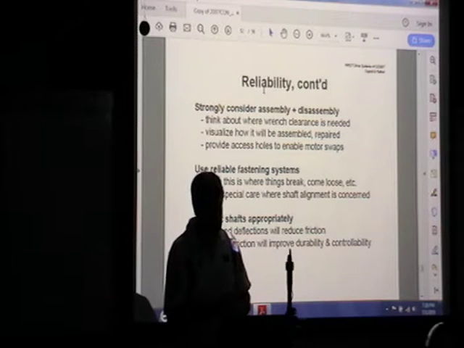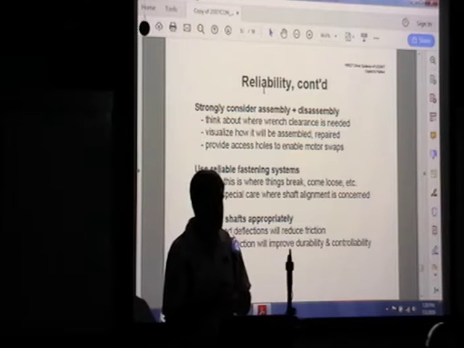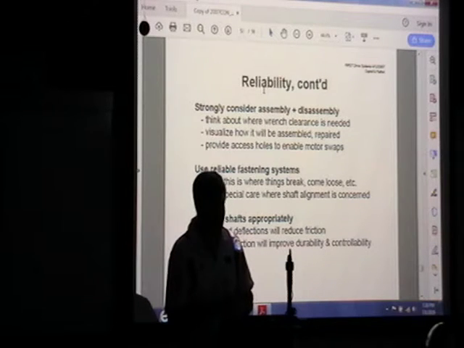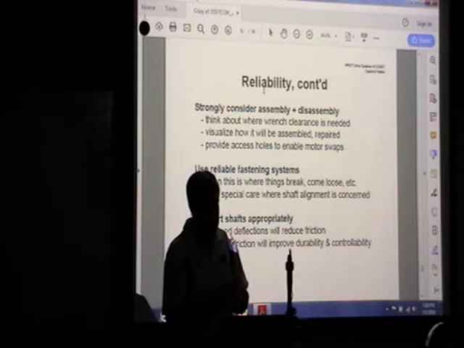Reliable fastening systems: every competition, every match just about, they're pulling fasteners off of that carpeting out there. So make sure things are reliable, best way possible. Clamps are better than set screws. There's a lot of design considerations there.